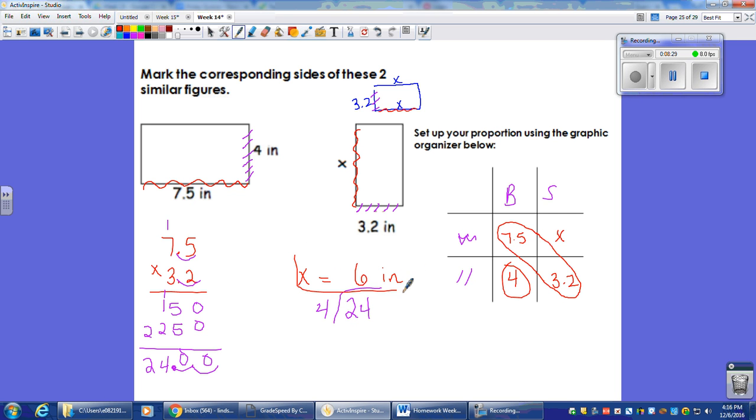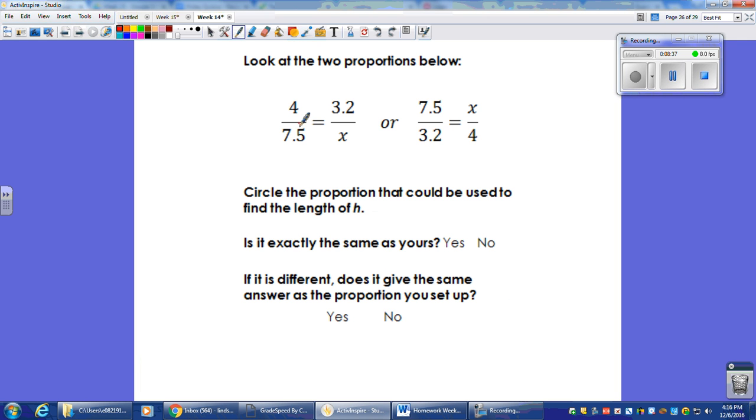We're almost done. So we multiplied the 7.5 and the 3.2 and we divided by 4. Now if I look at this one, I'm multiplying 7.5 and 3.2 and dividing by 4. This will give us our answer. And this one, we're not necessarily multiplying the correct ones or dividing. So this one will not work. Is it exactly the same as ours? This one? It's not the exact same, but it will give us the same answer because we're still multiplying and dividing by the same amount.